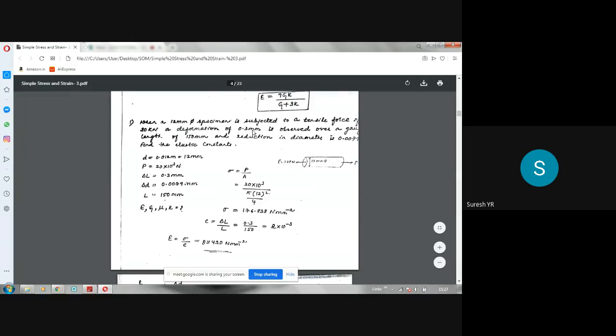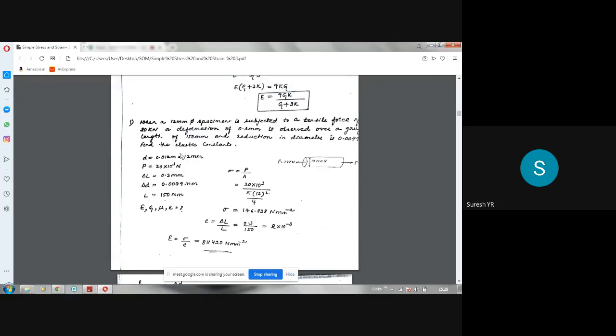Delta L is 0.3 mm. Then the initial diameter is 12 mm, so 12 mm is 0.012 meter. Everything should be okay, but let it be in millimeter only. I don't want it in meters. So D is 12 mm. Delta L is 0.3 mm elongation, and the length is 150 mm.